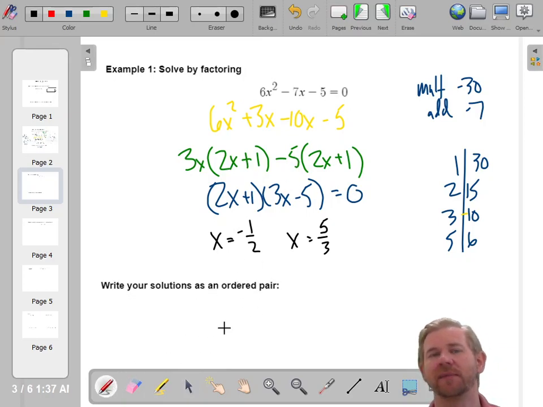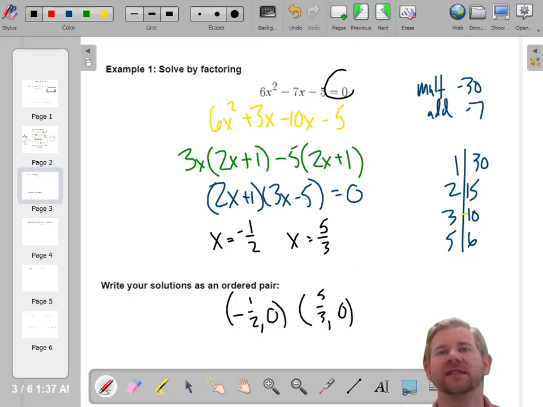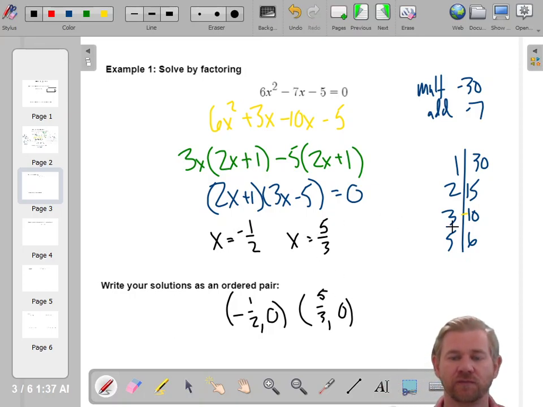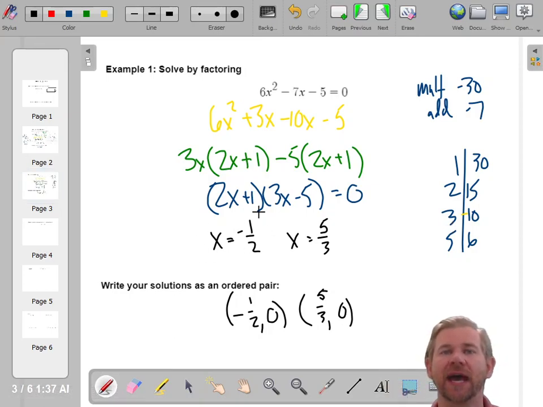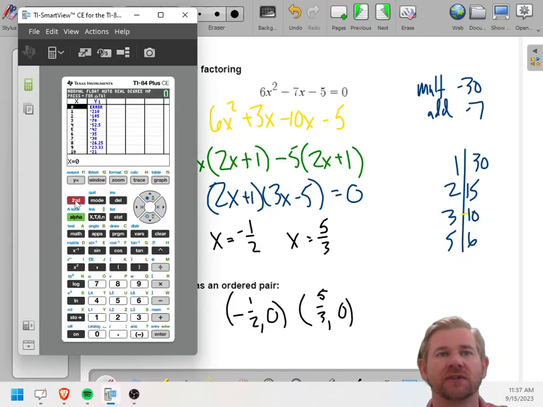And if it says write them as an ordered pair, I just want to remind you, when you plug in negative 1/2, you will get 0. When you plug in 5/3, you will get 0. And since this one was set equal to 0, we found the x-intercepts. Okay. So you factor, and then you set each factor equal to 0. And once you do that, going back, I'll plug it into the original as well, just to show you.